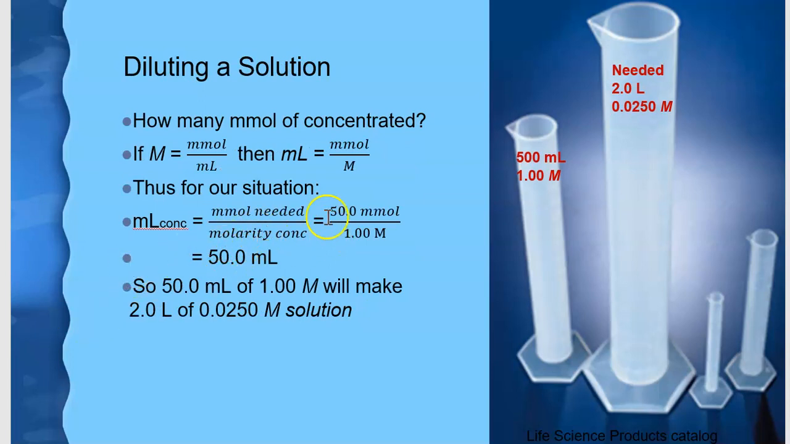Well, 50 millimoles is what I need for my big graduated cylinder here. At 1.0 molar, that means I need 50 milliliters to get 50 millimoles. So I can use 50 milliliters of 1 molar, and that will get me enough millimoles of hydrochloric acid to make 2 liters of this dilute solution.